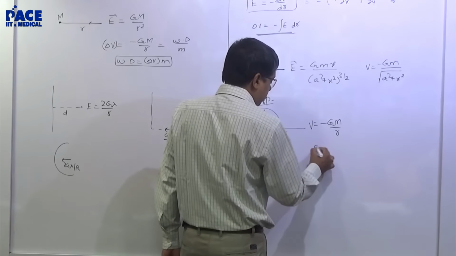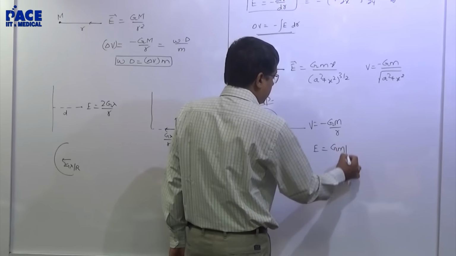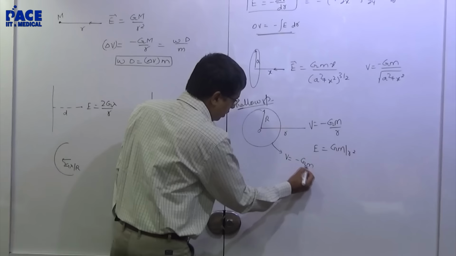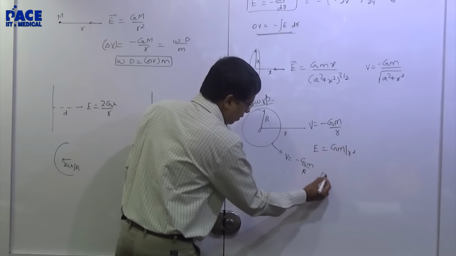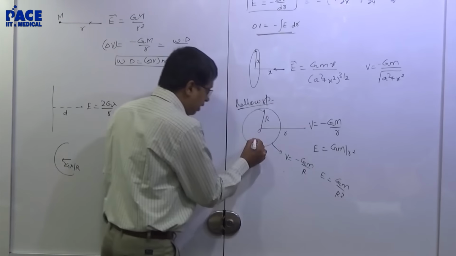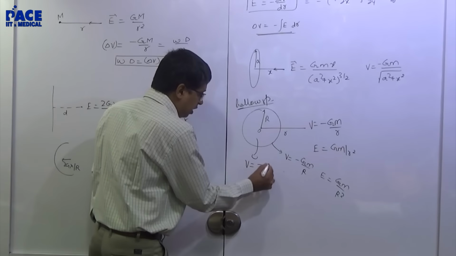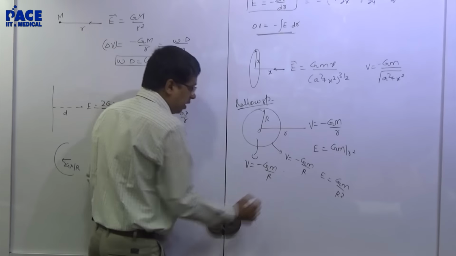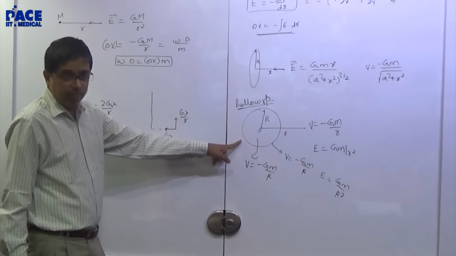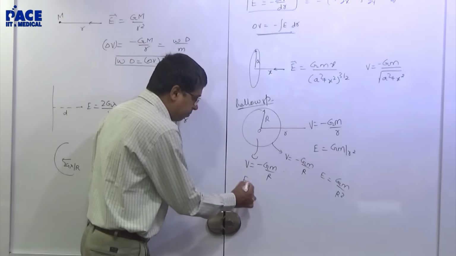Potential is minus GM by R, field is GM by R square. On the surface, potential is minus GM by capital R, field is GM by R square. Inside, potential will be minus GM by capital R. Whatever is the potential on the surface, everywhere inside the potential will be the same, and hence the field will become zero.